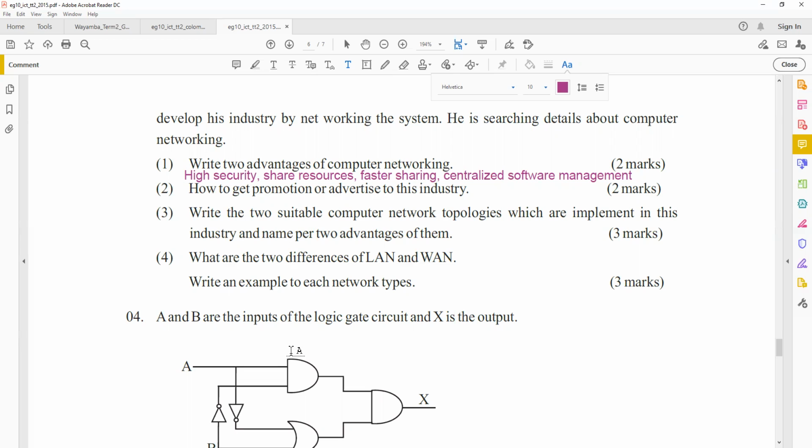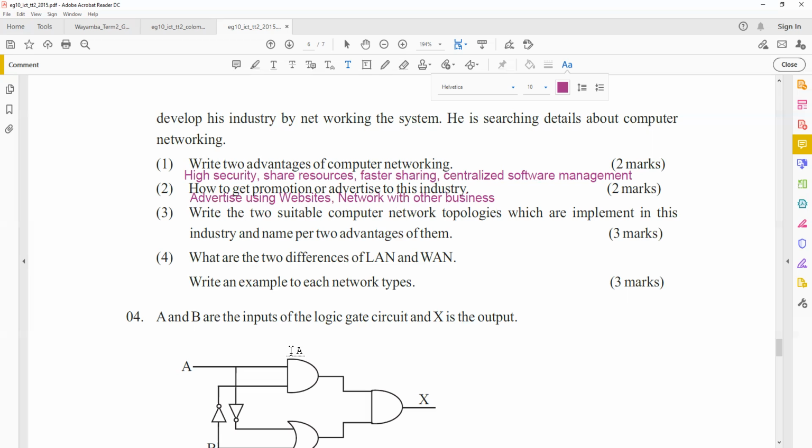The second question is a little bit unclear: how to get promotion or advertise in this industry. Basically, how to promote this. So the answers are, you can advertise. It's about advertising using websites and networking with other businesses related to networking.